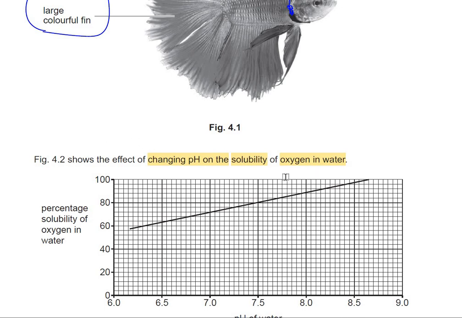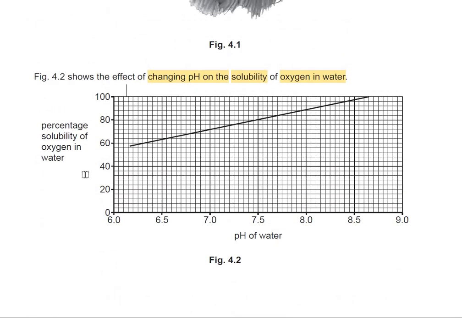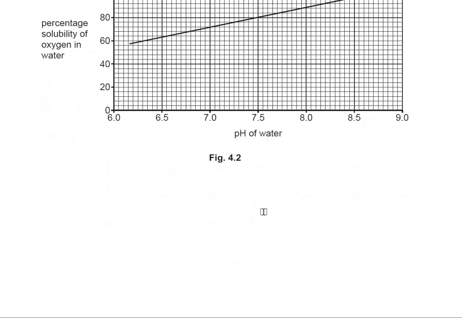So the change in pH on the solubility of oxygen in water, the effect of changing pH, right? The next graph has plotted pH and the percentage solubility of oxygen in water. So we can see that when the pH increases, the percentage solubility of oxygen in water is increasing as well.